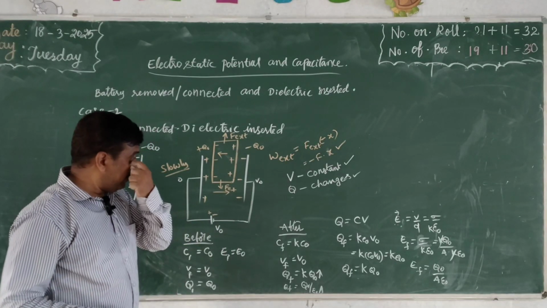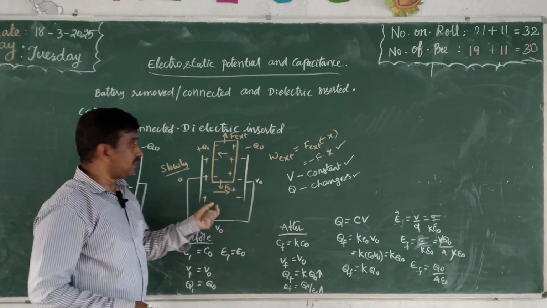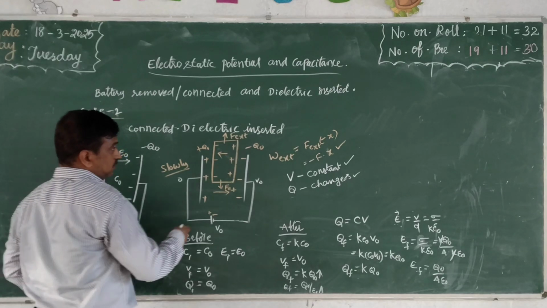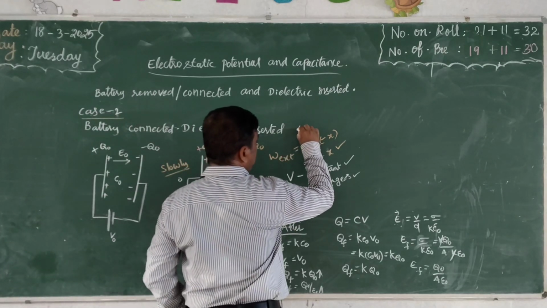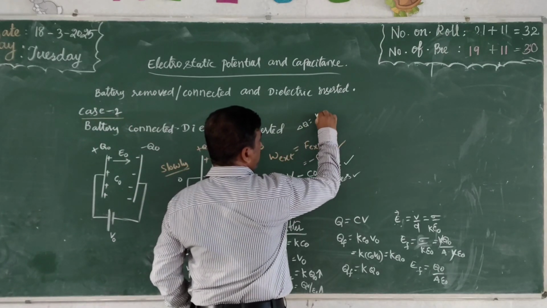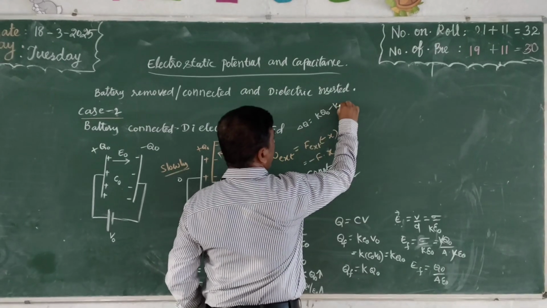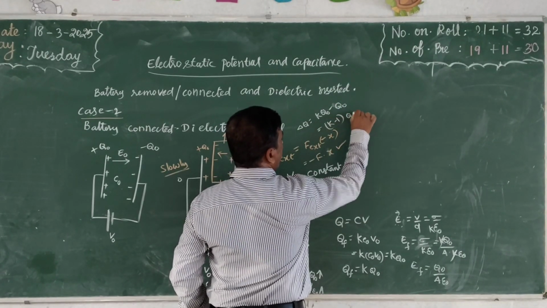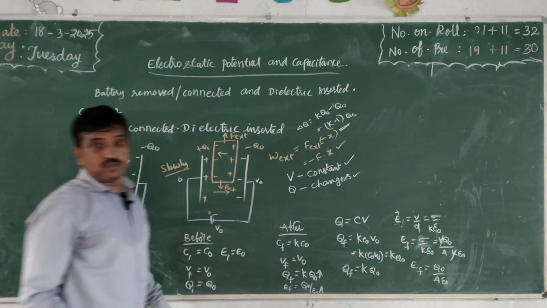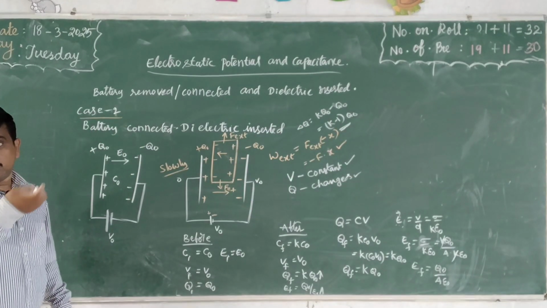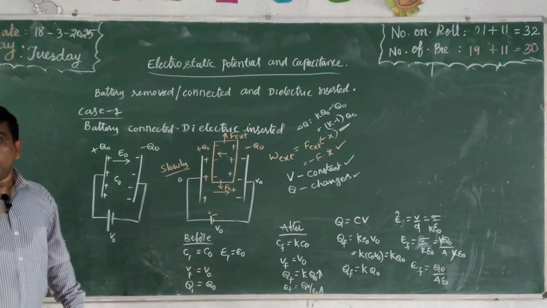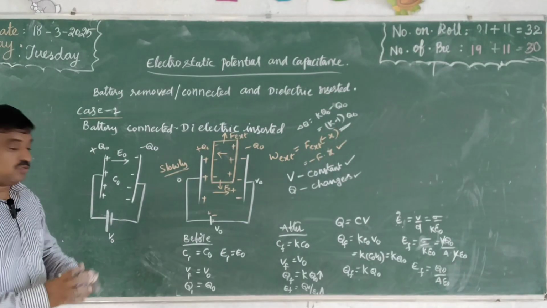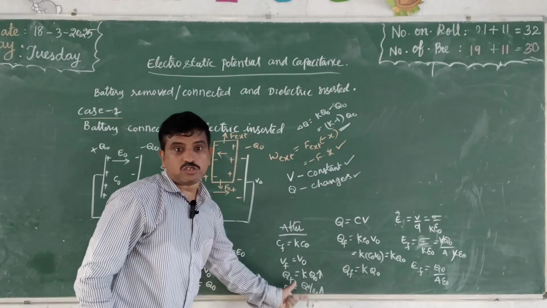Why now? Here, when battery is connected and dielectric inserted, Q naught is increased. What is the change in charge now? KQ naught minus Q naught means (K minus 1) Q naught, so the charge is increased K times. That much electric field is developed, so because of that it balances. So that's why the electric field stays constant, and the potential stays constant.